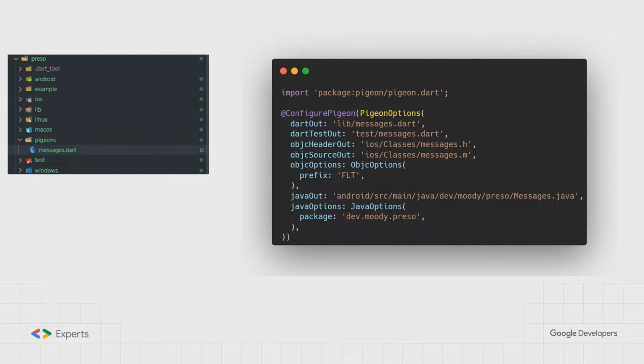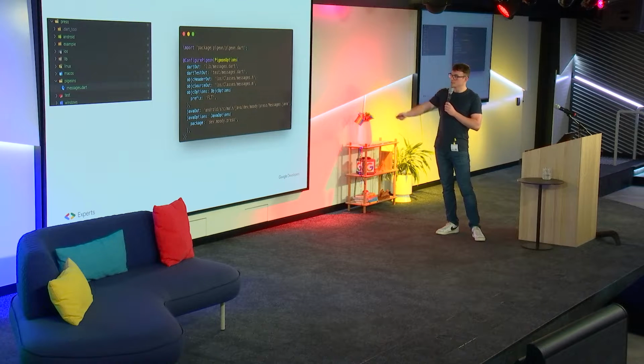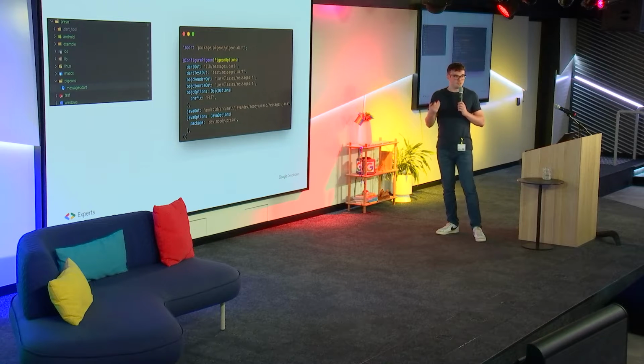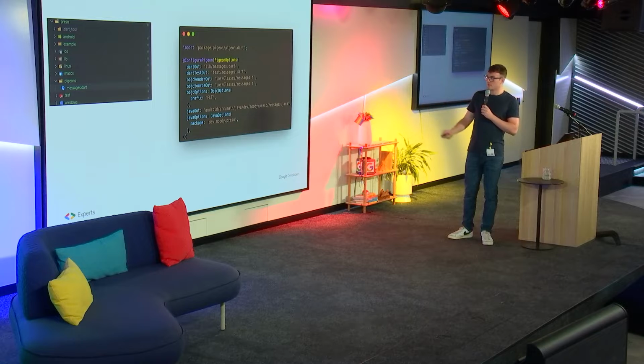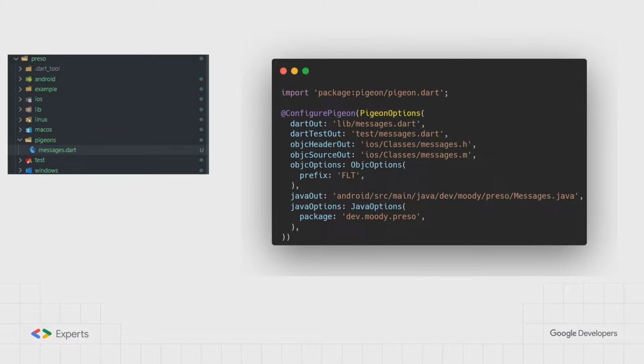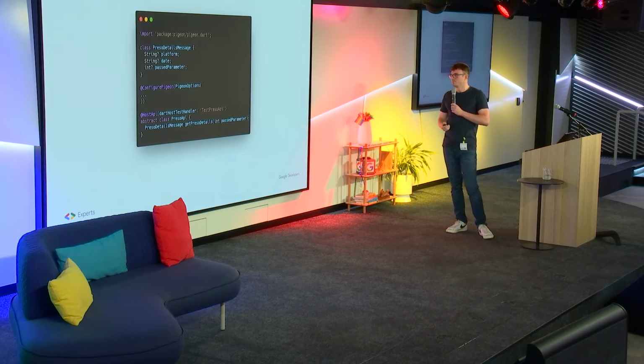Inside of this class, all we've done is use this annotation, ConfigurePigeon. We've given it PigeonOptions, which is just a class provided by the Pigeon package. We've said dartOut, so the generated files for Dart, where do we want that to be generated? Inside of this lib folder, that's fine. Dart test out wants to be inside the test folder. And then Objective-C, Java, I don't need to go through all of them, but they will be outputted in their respective folders, or files even.